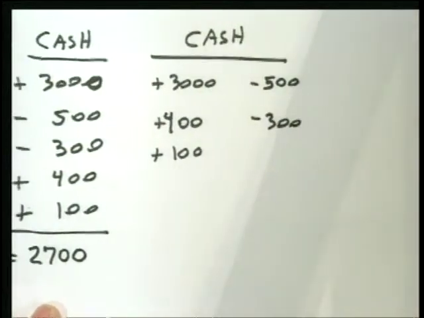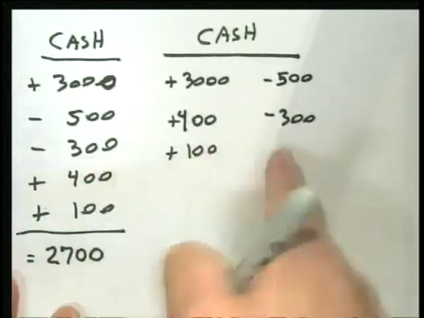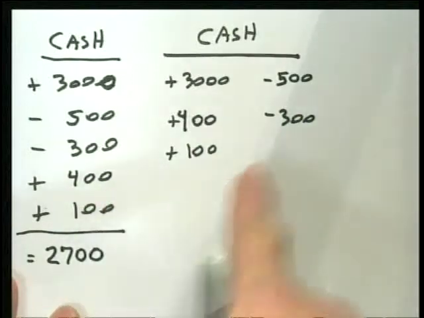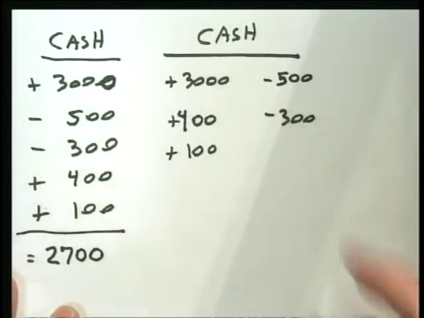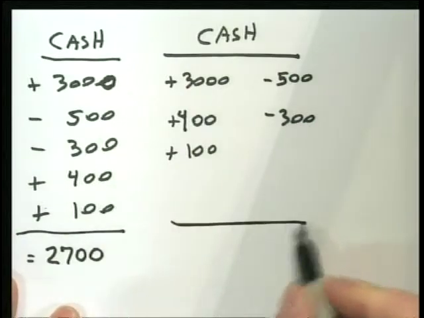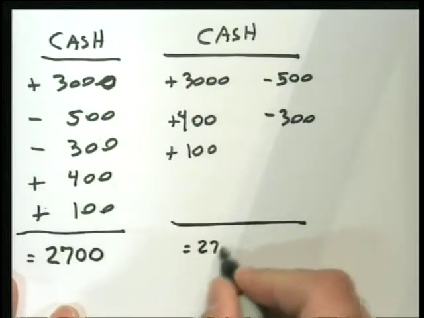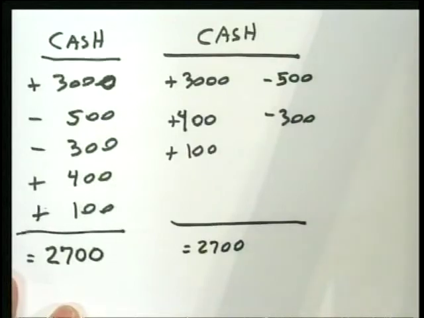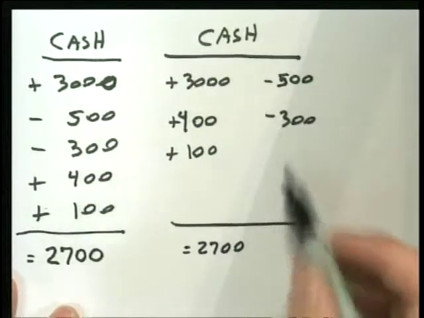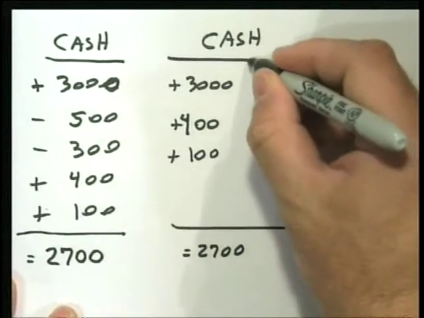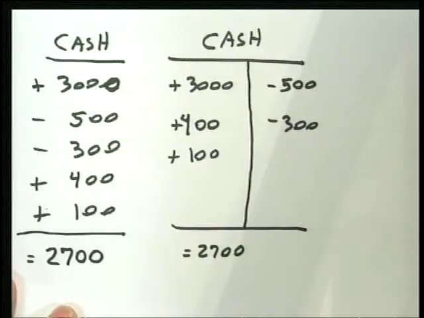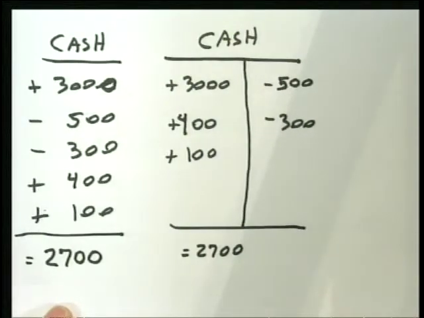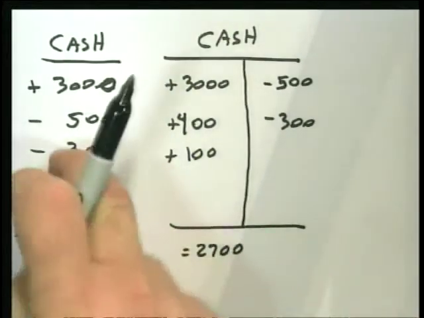Okay? You see, pretty much the same thing, right? I just decided to put the increases over on the left side and the decreases on the right side, okay? And the balance here would still be 2,700, correct? Make sense? Okay. And what I actually might do, just to separate this, is put a line down the middle there, okay? So you with me going from here to here?